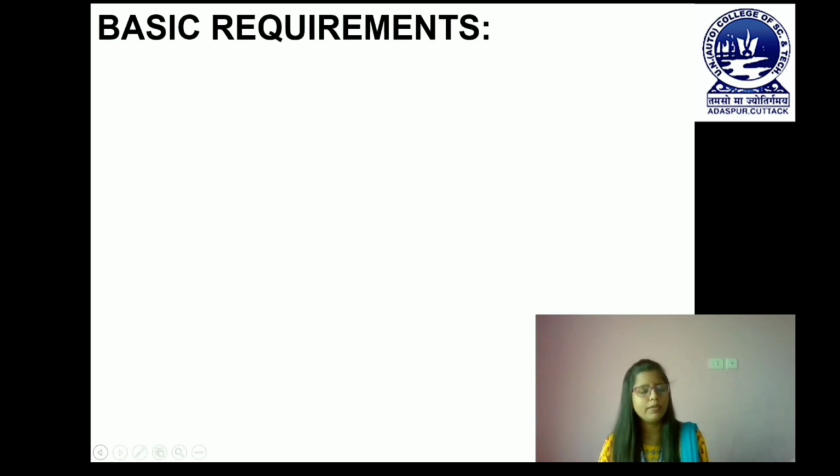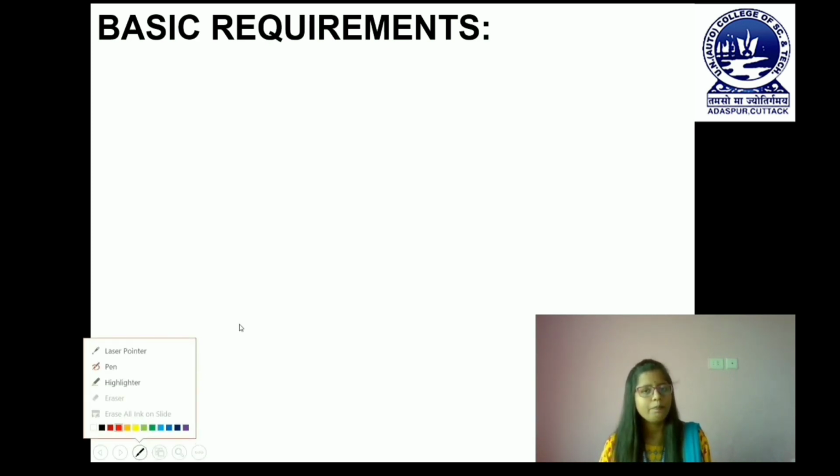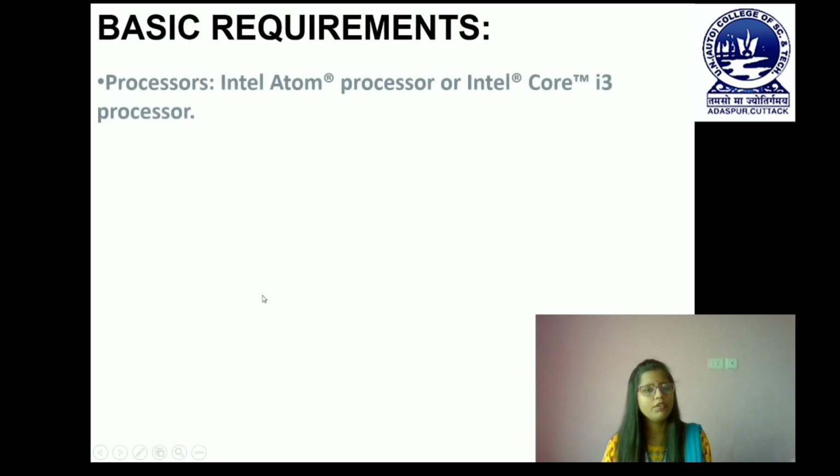So next, coming to the basic requirements for Python. First one is the processor. Whatever processor you may have, Intel Atom processor, Intel Core i3 processor, Core i5 processor, Core i7 processor, the minimum requirement is that you must have the Intel Core i3 processor with 32-bit. If you have an i7 processor of 64-bit, then it will be good.